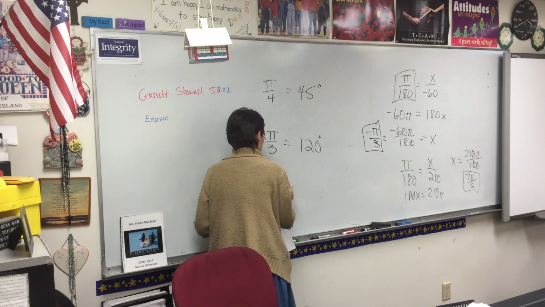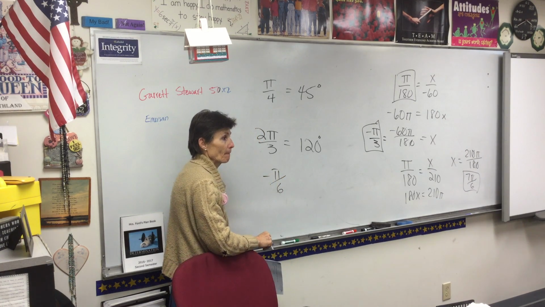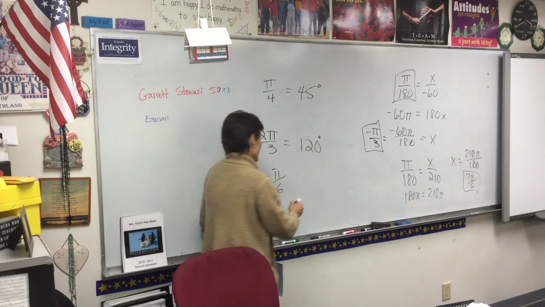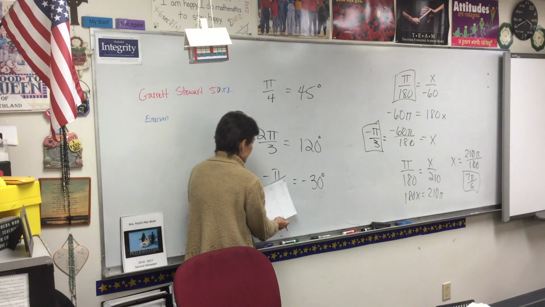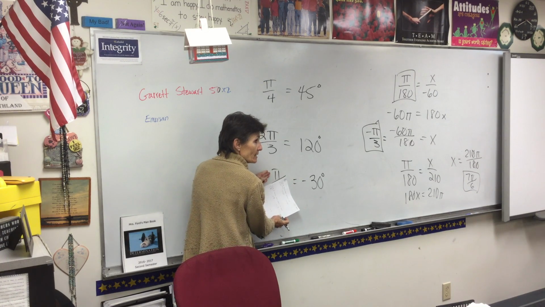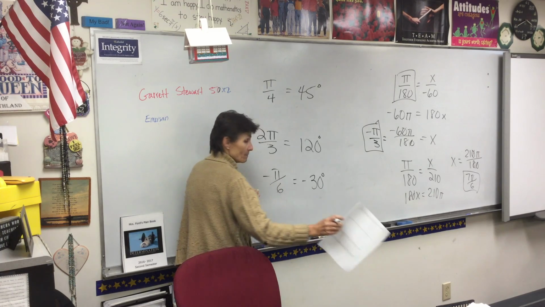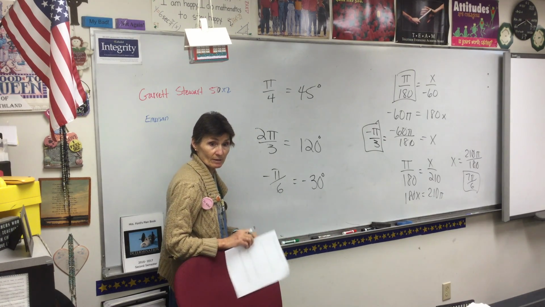Negative pi over 6. What's that one going to be? Negative 30 degrees. How did he do that? Does everybody see it? He says, look, that's 180. That would be negative 180, divided by 6 would be negative 30.